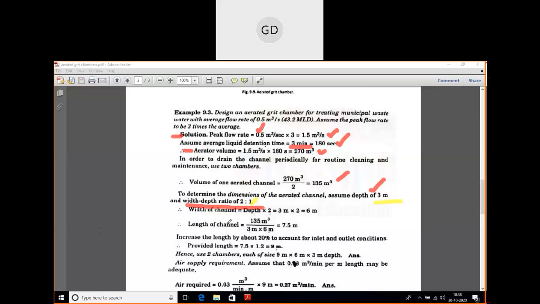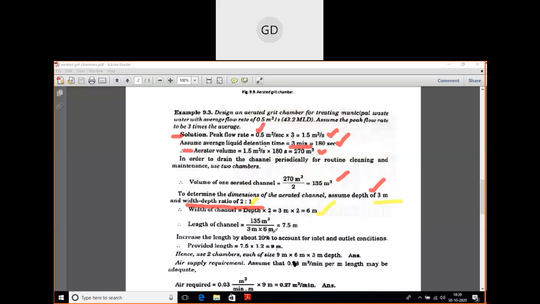Now they are finding the width of the channel. Width is depth multiplied by 2. The depth is 3 and it is multiplied by 2, so they get 6 meter. Then the length of the channel: it is 135, the volume of one aerated channel, divided by your area.